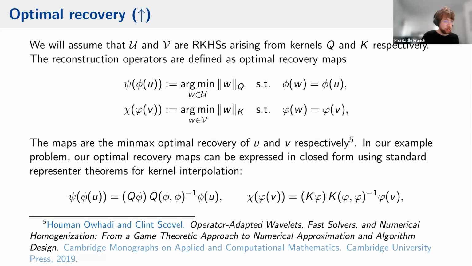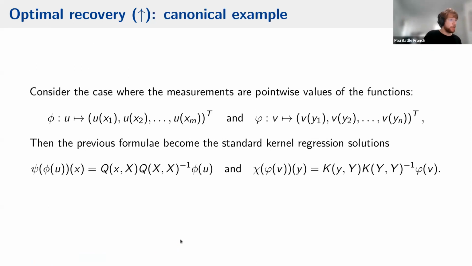These formulas here should be very similar to the standard formulas in kernel regression. And in fact, just as a sanity check, when phi and bar phi are the evaluation operators, where you see U at a series of collocation points, and you see B at a series of collocation points, you just recover the standard kernel regression solutions. So essentially, you're doing a kernel interpolation to go up. But of course, this generalizes to linear operators beyond these observations.